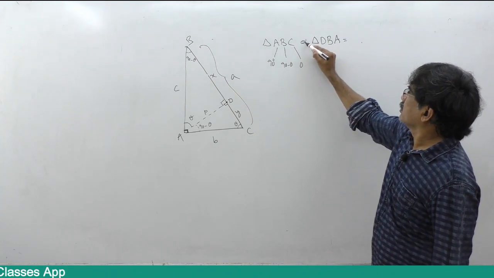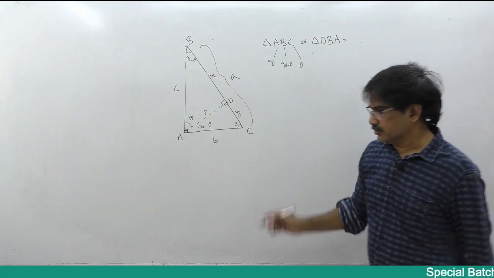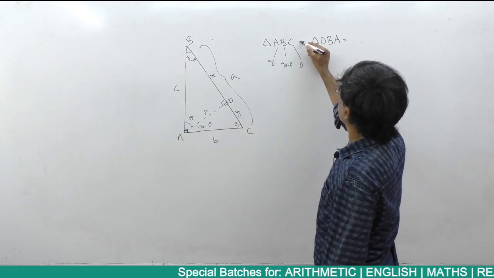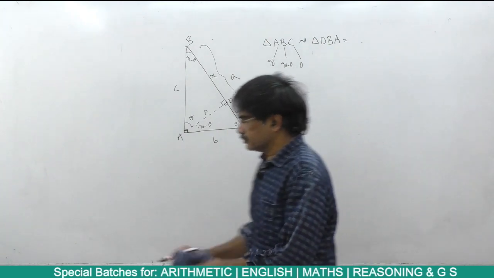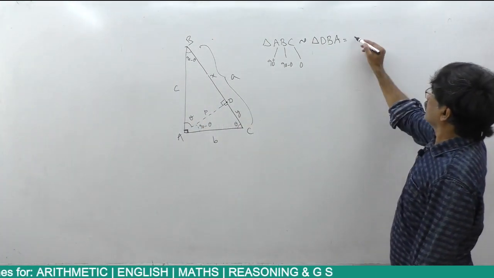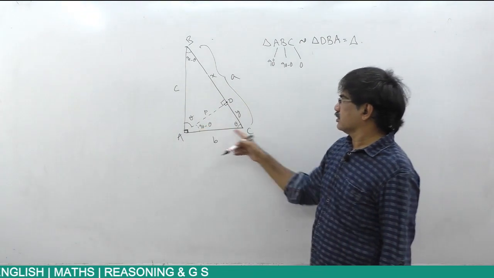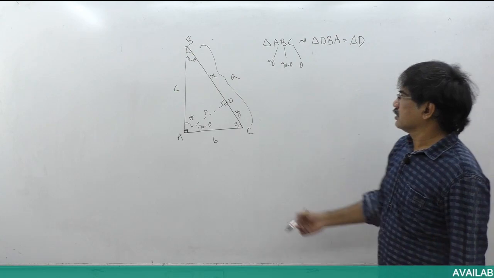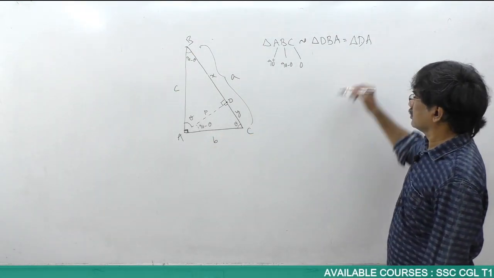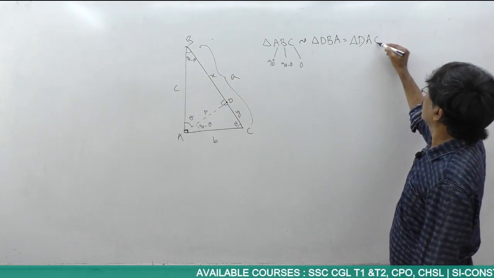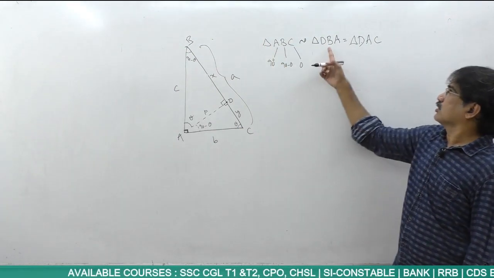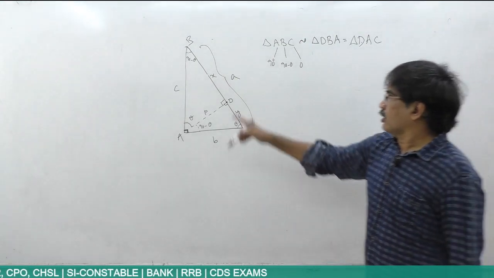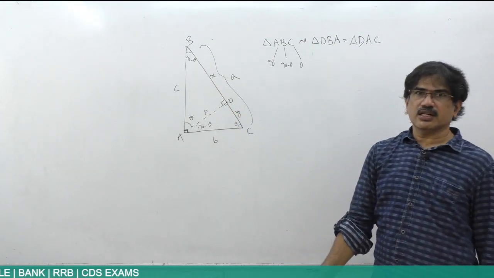Okay, similar. This is similar to 90 degrees at D, 90 minus theta at A, theta at C. So triangle ABC is similar to triangle DBA is similar to triangle DAC. All these triangles are similar triangles.